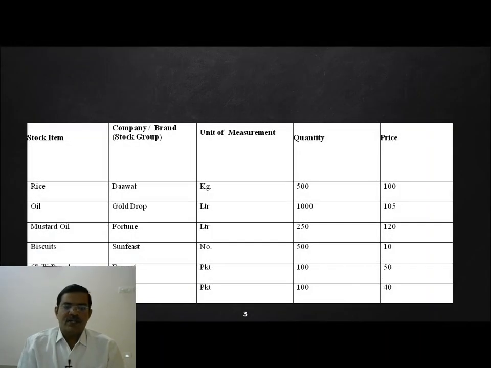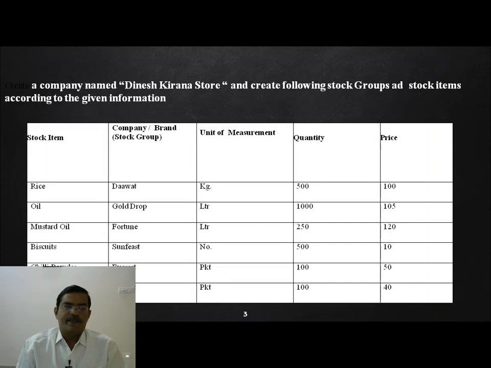So this is a Kirana shop. The Kirana shop name is Dinesh Kirana Store, and we need to create stock groups and stock items according to the given information. So what are the items in this Kirana store? The stock items are rice, oil, mustard oil, biscuits, chili powder, and pepper powder. These are the stock items.